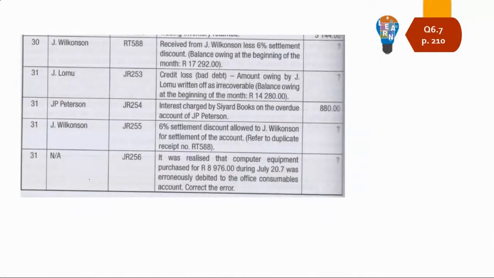Okay, so the last 5 transactions on this question. Receipt from J Wilkinson less 6% settlement discount. They tell you the balance owing at the beginning of the month is 17,292 Rand, and they want you to work out this amount. Because it's a receipt, it's going to cash book receipts. Now what I want you to do is work out what is the amount that he's paid physically to settle his account. So just write down the 17,292 if you don't have a textbook.